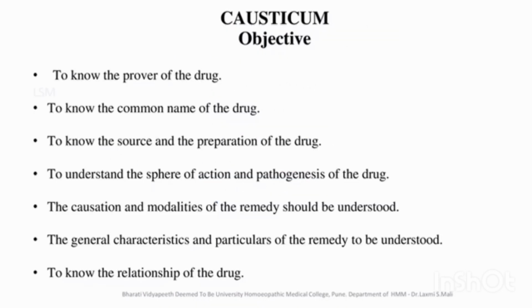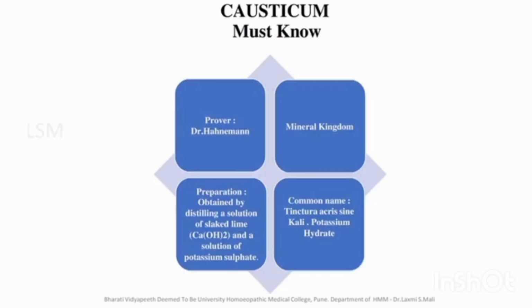Objective is to know the prover of the drug, its common name, source and preparation of the drug, its sphere of action and pathogenesis, the causative factors and modalities, the general characteristic and particular features of the drug, and its relationship.